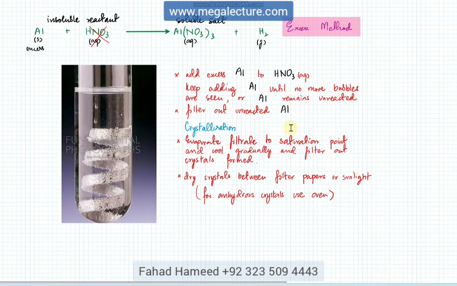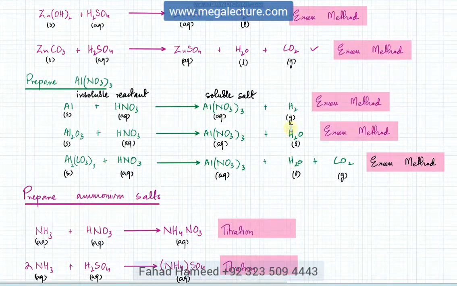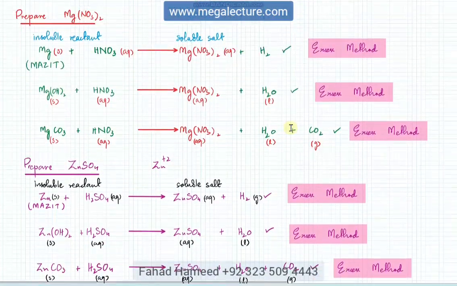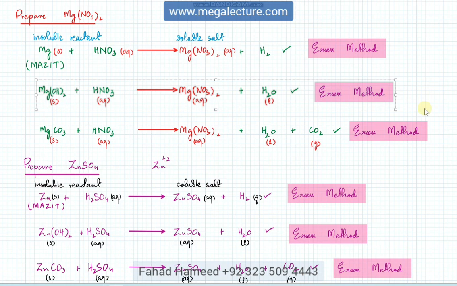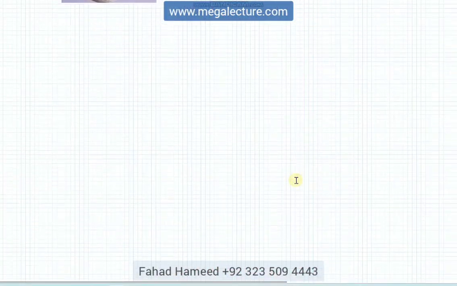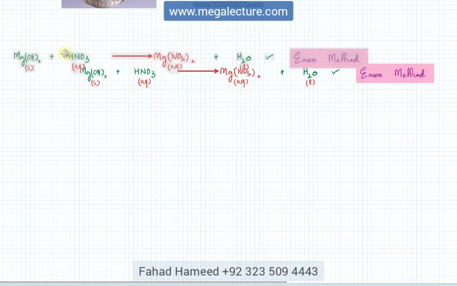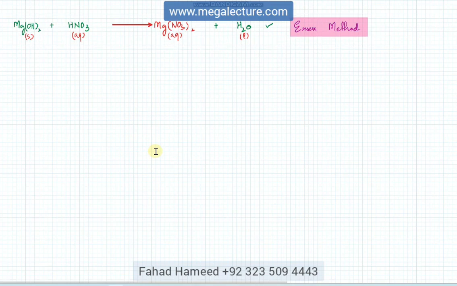Now let's do one more example. I'm going to pick another excess method example, and let's pick this one. And again remember it's also an excess method. Why is it an excess method? Because you've got an insoluble reactant producing a soluble salt.